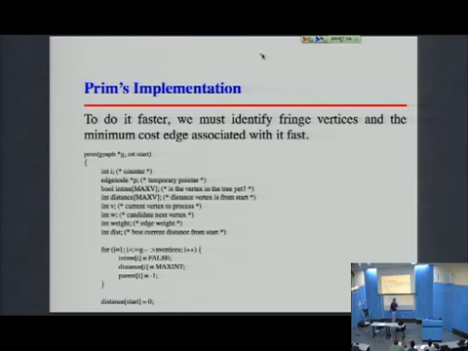Which is the next vertex that we will bring into the tree? We need to simply look at this array, which for every vertex tells us the cheapest way to get it into the tree. And we will decide in order n time, since there are at most n vertices in the fringe, to grab vertex 3. Does everybody see that?